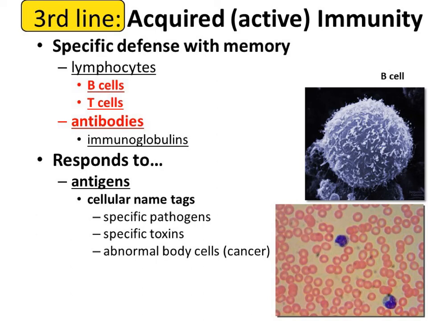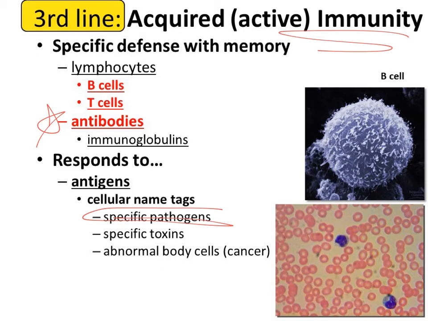And then your third line of defense, or your active immunity. This is where your body's really kind of special and evolved, and everyone's body is a little bit different, because you have antibodies which respond to cellular name tags. They respond to specific pathogens, specific toxins that your body has encountered before. That's why once you get a certain disease, it's less likely you get it again. Obviously there are exceptions to that.